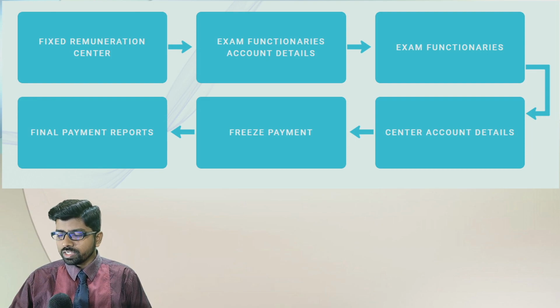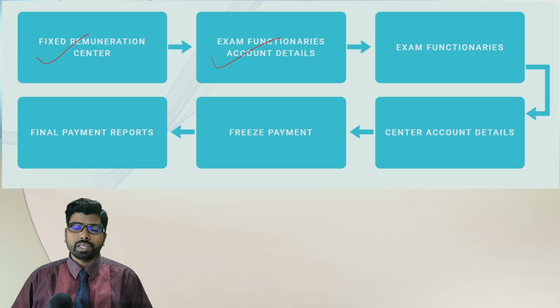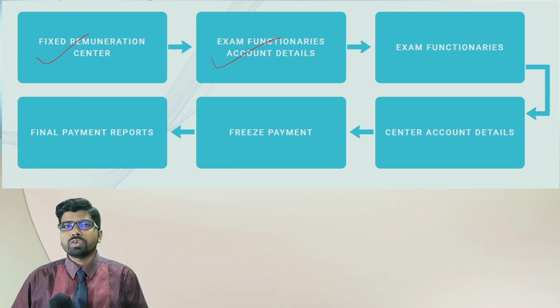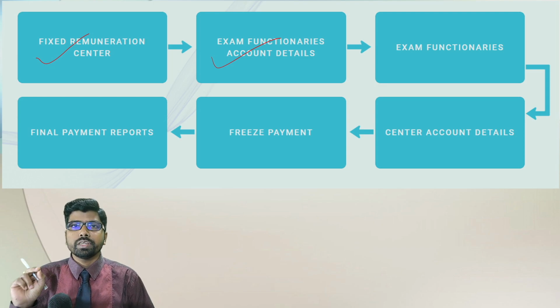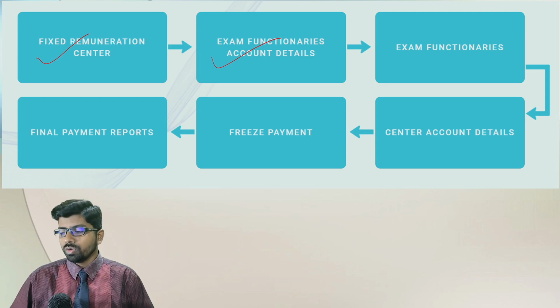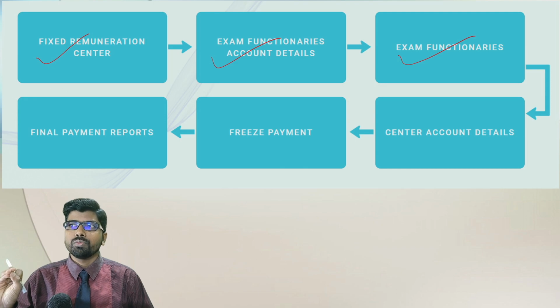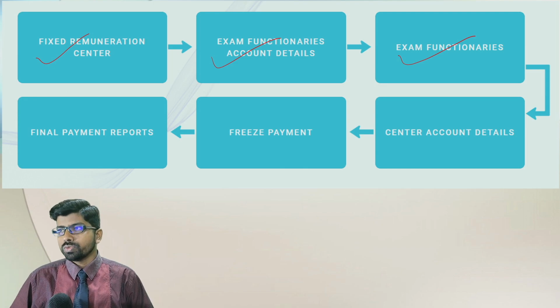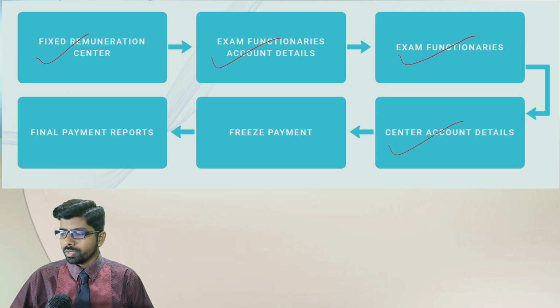So here is fixed remuneration, that is the center remuneration, the fixed one. Then exam functionaries account detail. All the functionaries associated with the term 1 examination, their account detail must be updated here. Once it is updated, we'll go forward. In exam functionaries, we'll put the number of days they have worked and all the detail. Then center account, the school account number or the center account number, must be entered here.